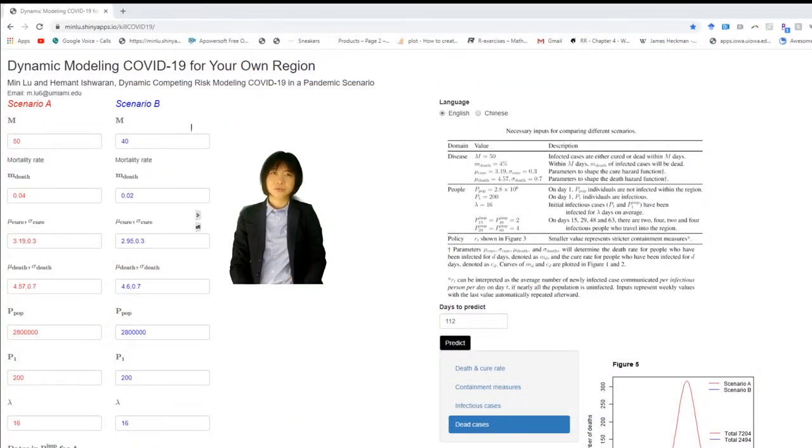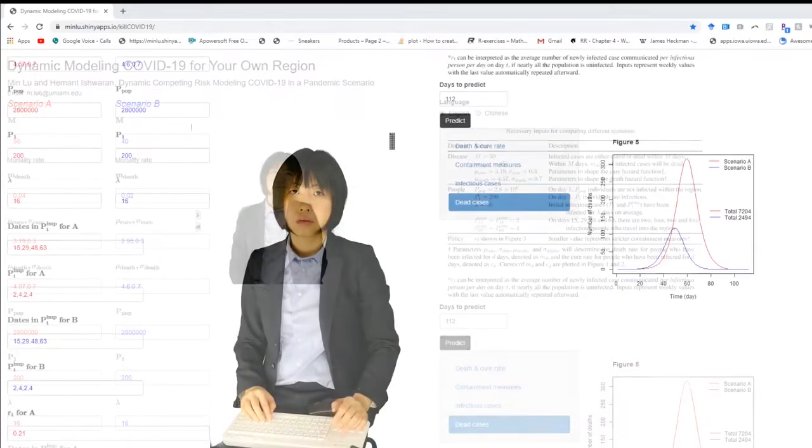Now let me introduce you to our COVID-19 prediction website. When you open the website, there are 3 parts. On your left, this is the input part where you can input different parameters. On your right, first you can see the descriptions of all the parameters you're going to input, and below that is the prediction part where you can check all the parameters and all the prediction results.